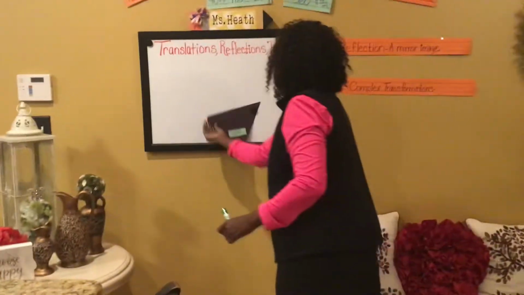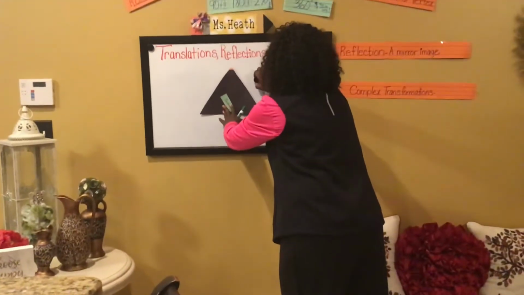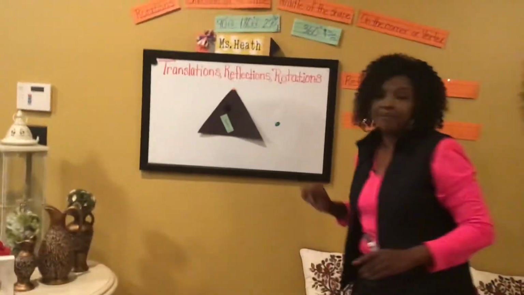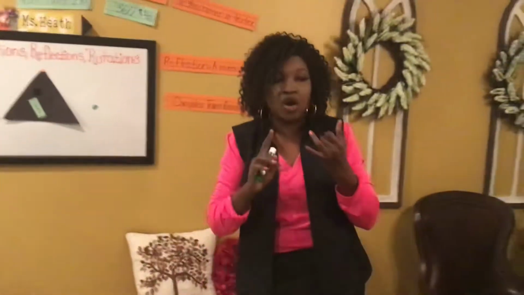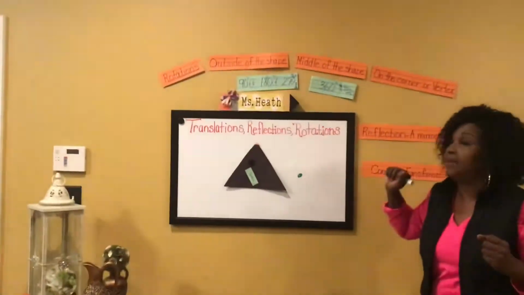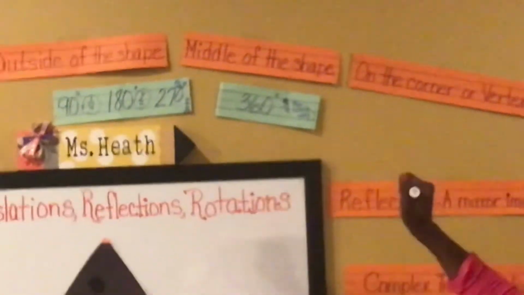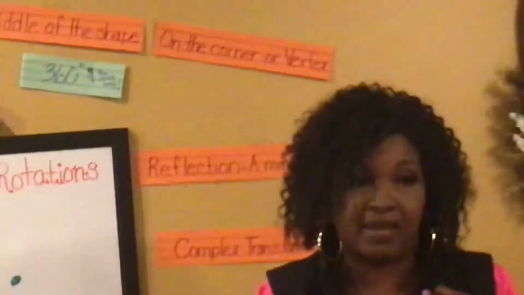Quite simple. Very simple. I'm keeping it very basic for you right now so you can understand what I mean by a rotation. So let's review. Rotations can occur outside of the shape, in the middle of the shape, and on the corner of a shape.